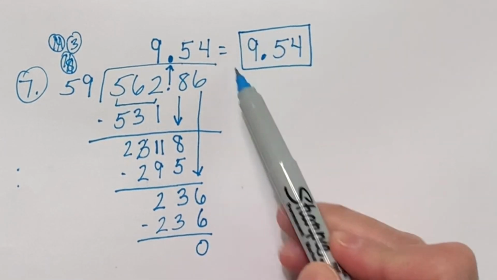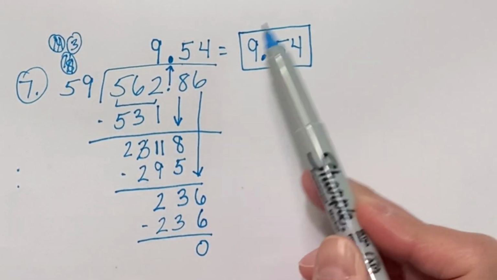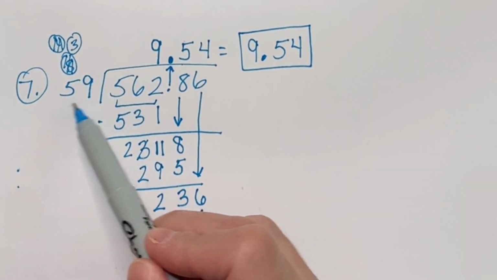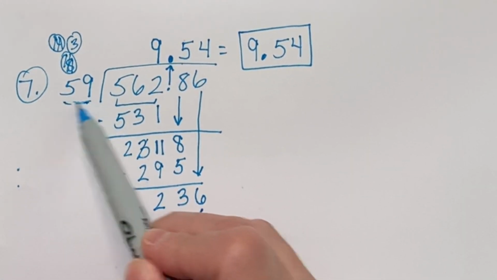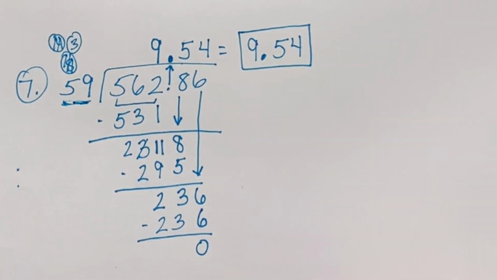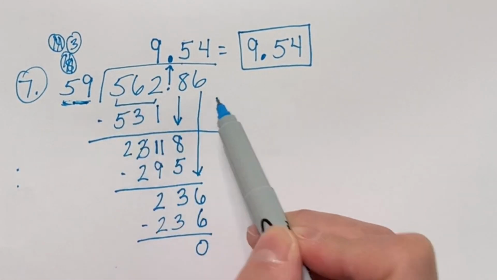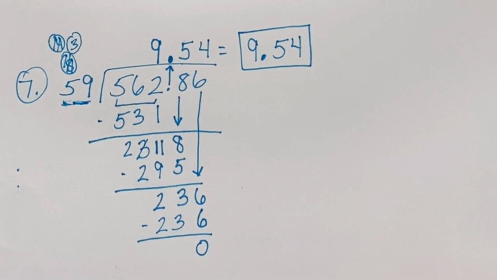Again, to check your answers, a calculator is very helpful. You would take your quotient, otherwise known as your answer, put that in the calculator, times your divisor, this number on the outside of the bracket, and the calculator should show this as your answer. If it does, you did the problem correctly.